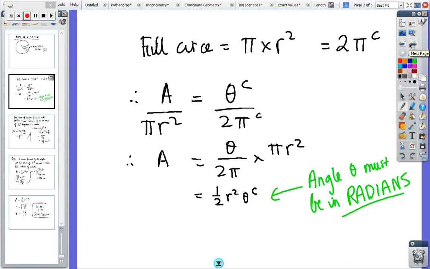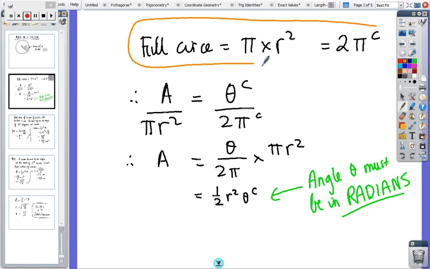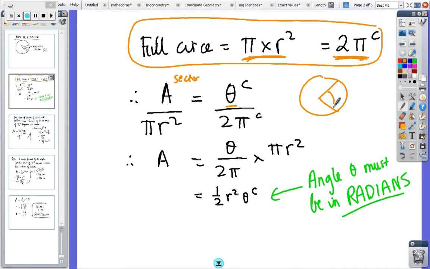Okay, so I'm going to do this proportionality again. So I've got a full circle. The area of a full circle is pi r squared, and the angle it went through to get a full circle is 2 pi radians. So the area of a sector, which goes through an angle theta. So I get my circle. So it's gone through an angle theta, and it's got an area. Okay, so the area of a sector going through an angle theta will be proportional to the full circle going through a full angle of 2 pi.